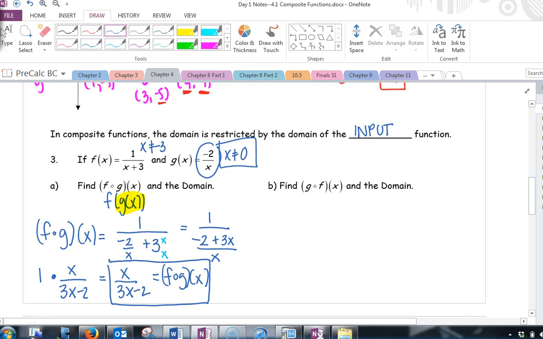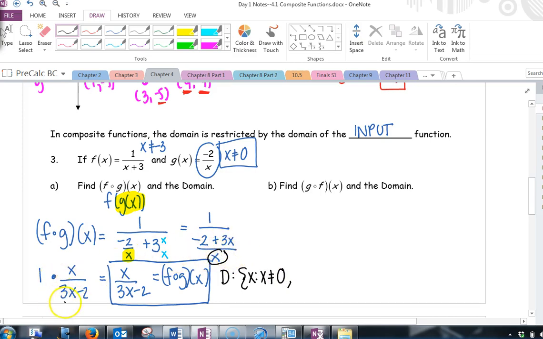Alright, so now we're going to do our domain. So what I always told my kids last year is that you go with the most restrictive domain. So if you look, we already knew x can't be 0 because that was our input function. X can't be 0 because if this is a 0 here, then the entire thing is undefined. So, alright, you still can't have x be equal to 0. You can see that here as well.